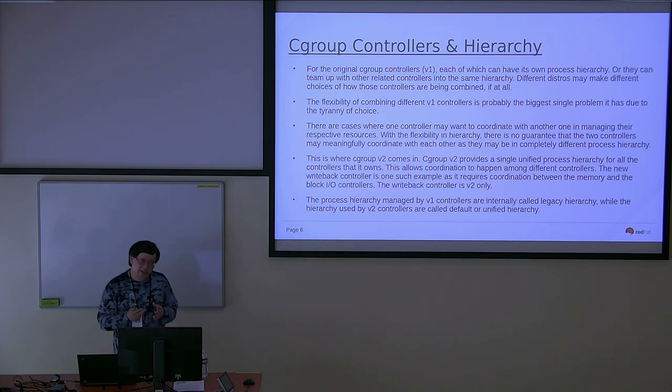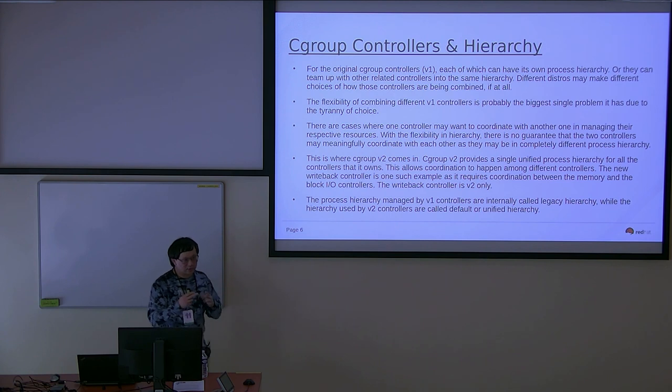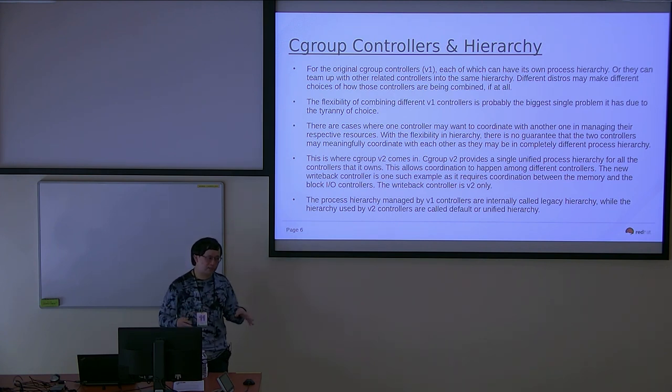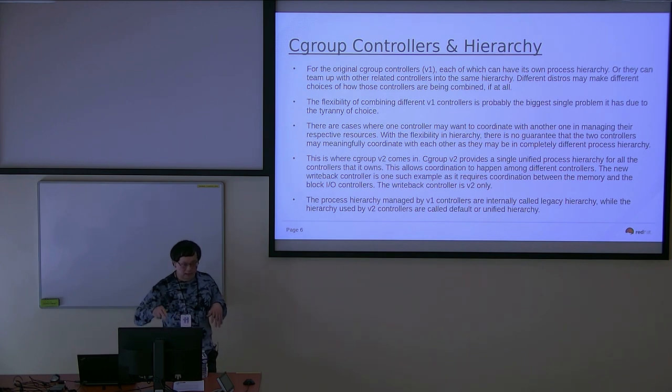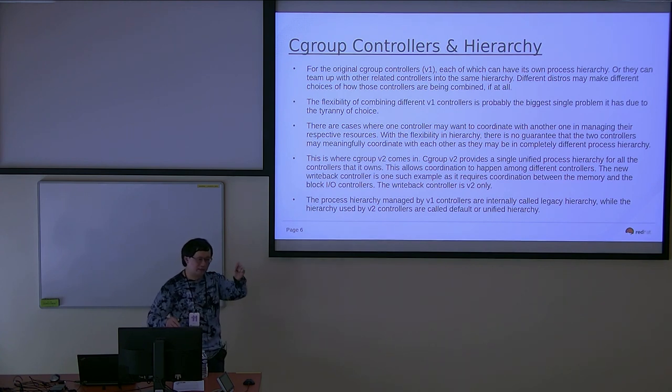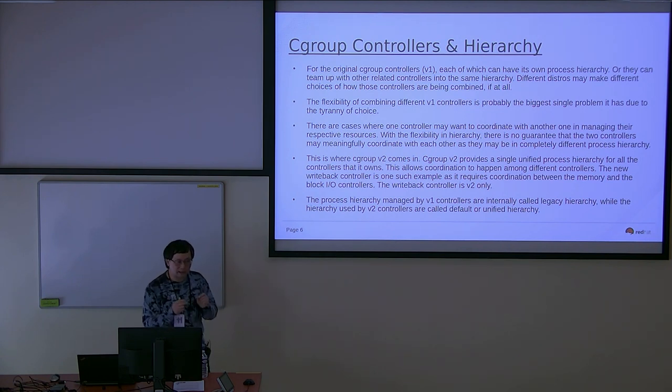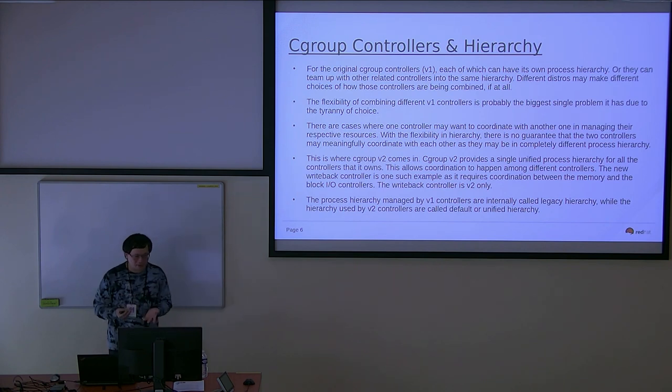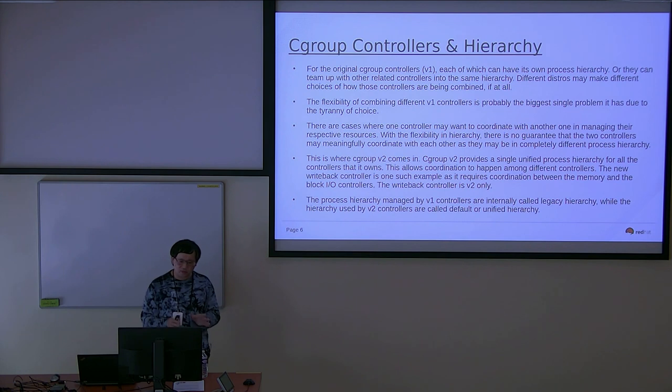In that case, you just can't really do it because the two controllers may be in two separate hierarchies with a completely different structure. So one process in one hierarchy may be in a completely different position in the other hierarchy. So you just can't coordinate between two different controllers and do things in a meaningful way. And this is where cgroup V2 comes in.